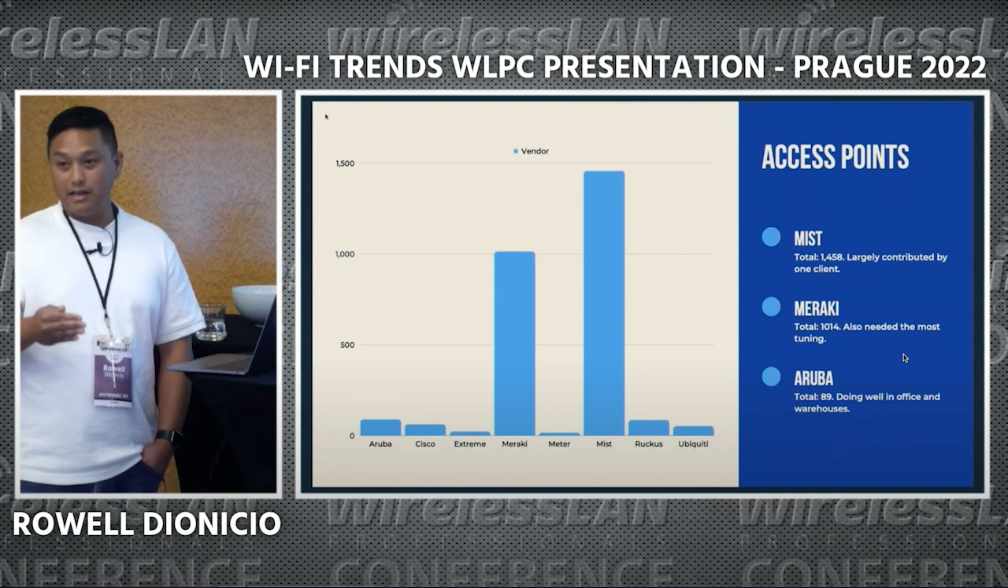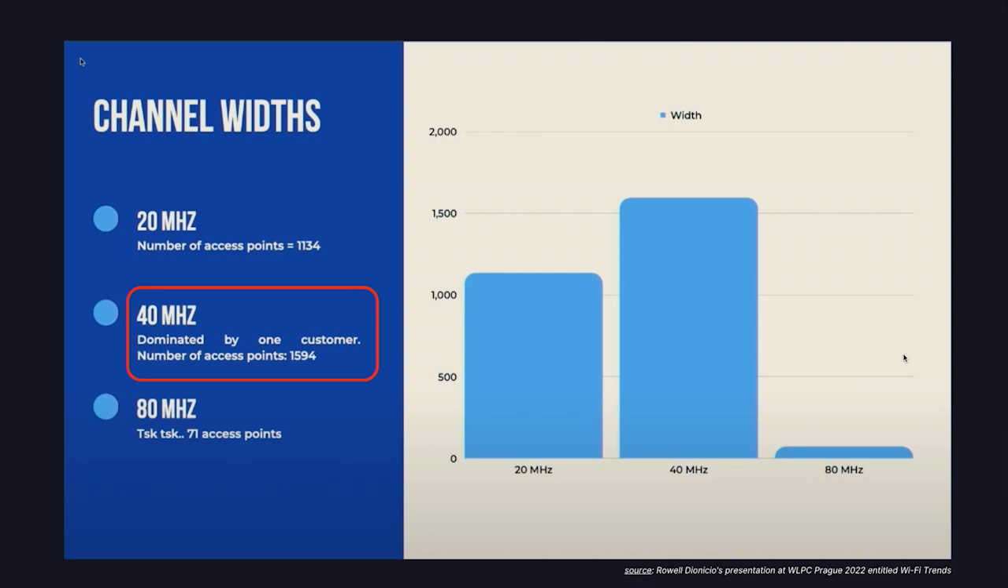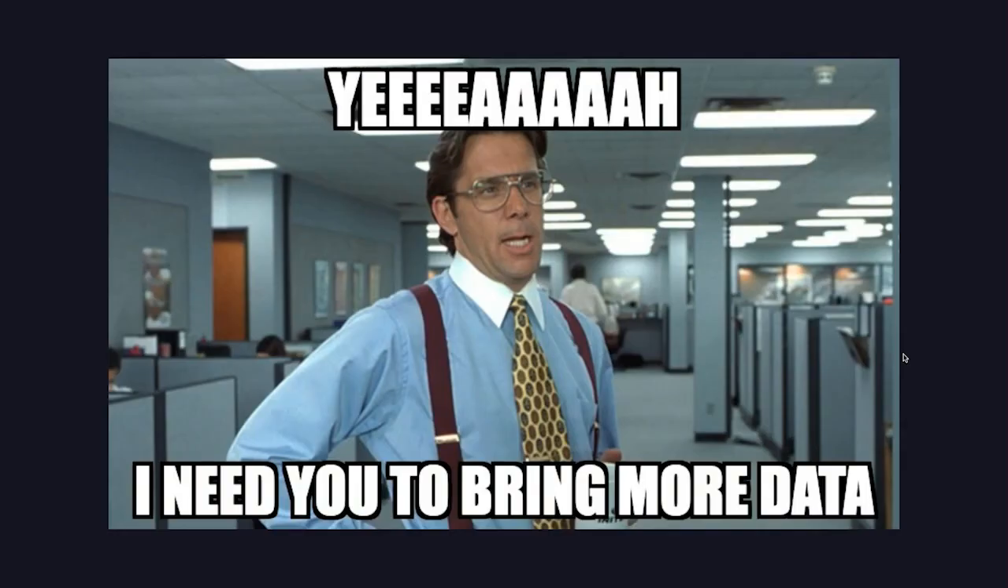The problem with the data is that sometimes it was skewed because one of his big customers was using one vendor or one specific configuration. You can see it in the slide. He was adding notes saying that this data is really skewed because my big customer is using 40 megahertz wide channels. So if we want more accurate Wi-Fi trends, more relevant to what we have out there in the field, we need a little bit more data.